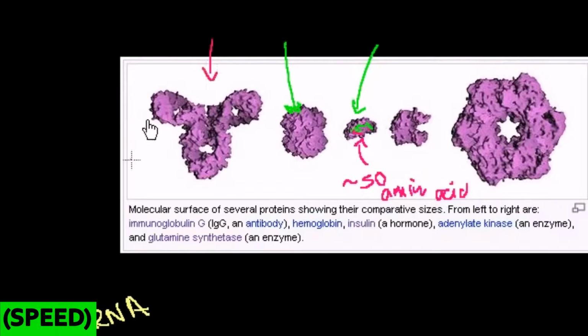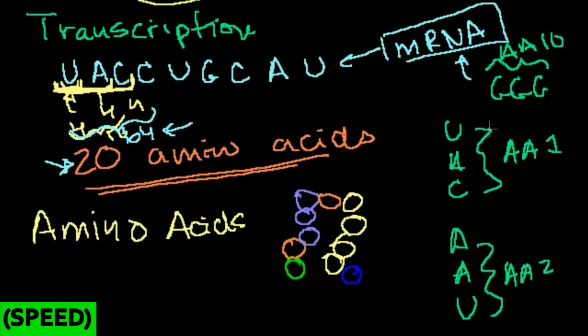This immunoglobulin G, which is part of our immune system, is roughly 1,500 amino acids. So how many base pairs have to code for this? Well, 3 times as much, right? Because you have to have 3 base pairs that code for one amino acid. These 3 base pairs are called a codon, because it codes for an amino acid.